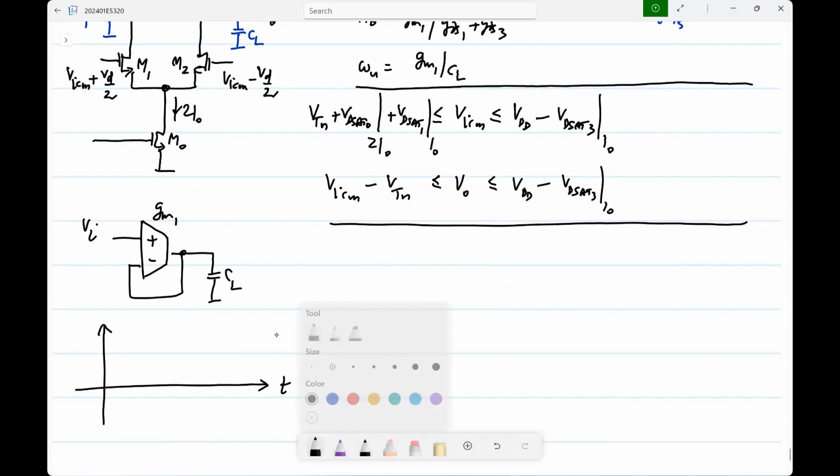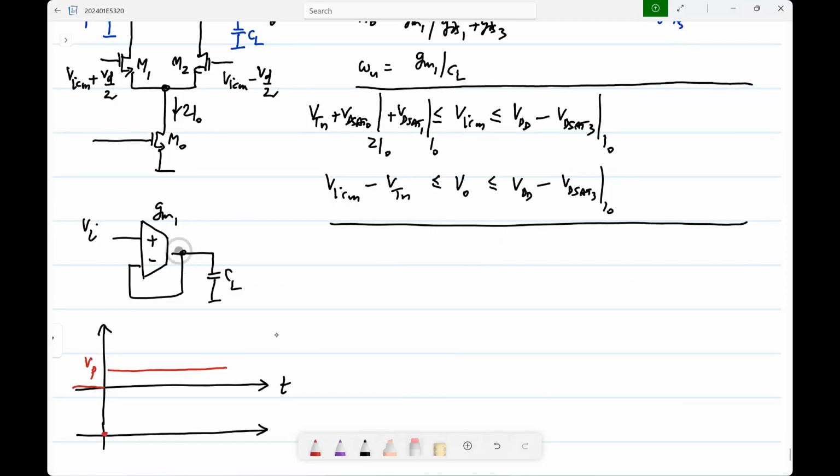So let's say the input is a step. What happens to the output? How does it start? Let's say the output is at some operating point somewhere. What happens initially? Yeah. So basically, initially, this voltage will be whatever it is, and it won't change, right? Immediately after the step, the output voltage still remains the same. So the entire input voltage appears across the GM.